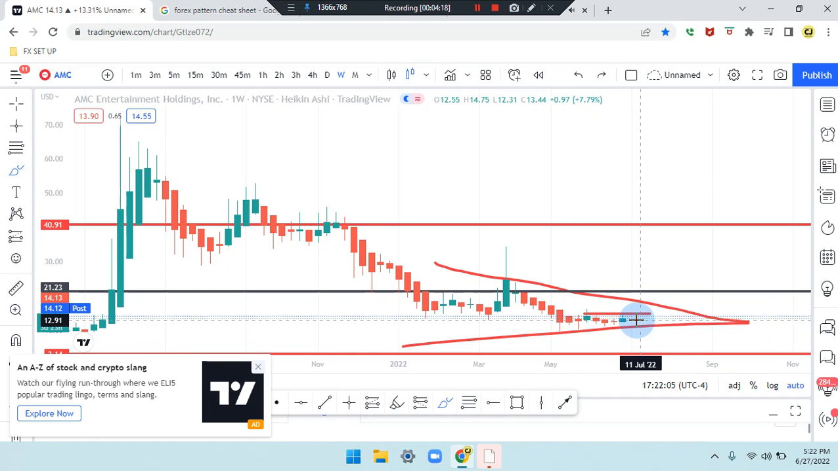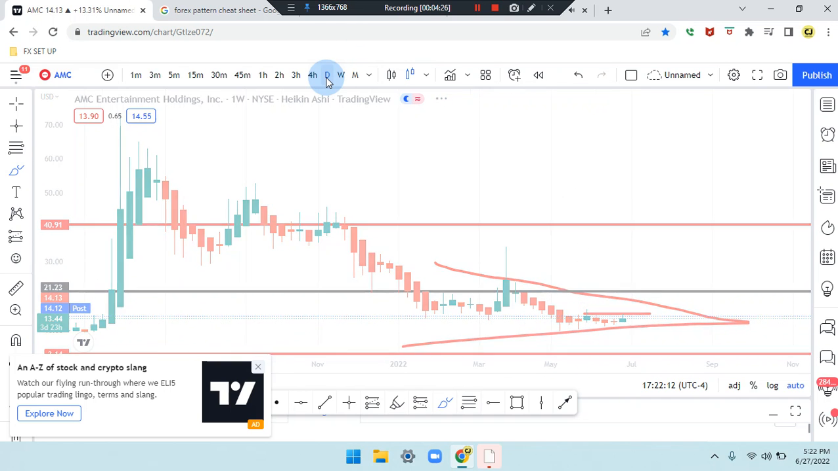Currently, we are in that area of consolidation on second level lows. So we're going to see what's going to happen as we walk down the market.